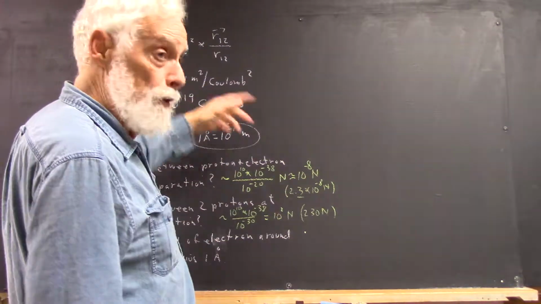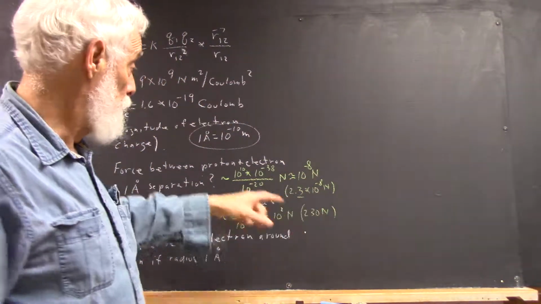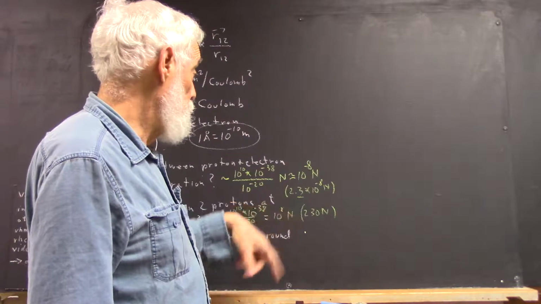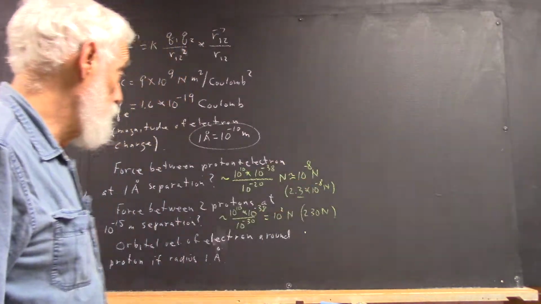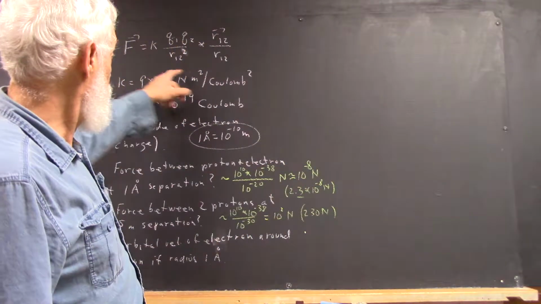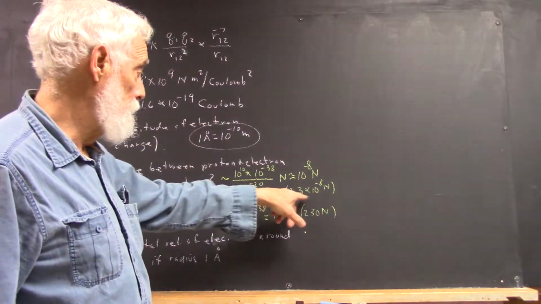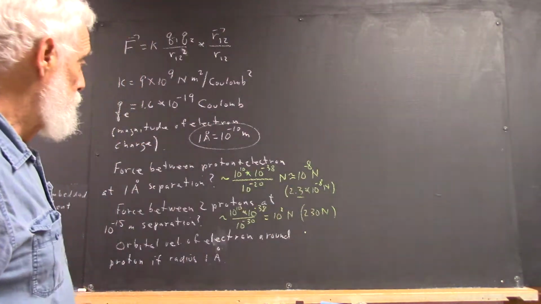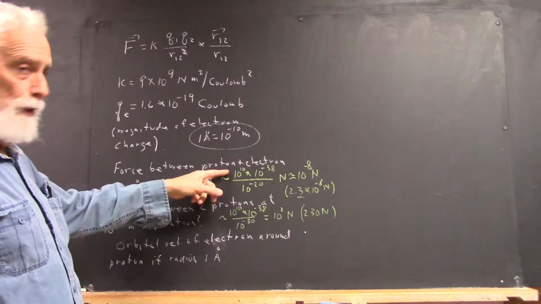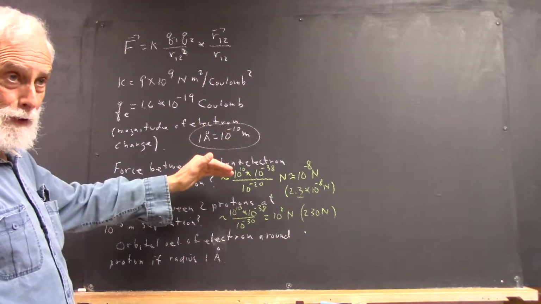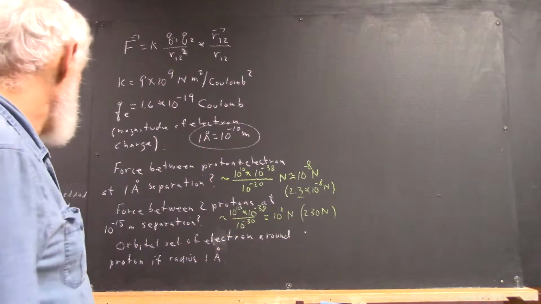The meter squared, the coulomb squared, basically cancel out. And you just get newtons. So you get something on the order of 10 to the negative 8th newtons. If you adjust that for the fact that you have a 1.6 times 10 to the negative 19th, it comes out around 2.3 times 10 to the negative 8th newtons. Also adjust that 10 to the 10th down by 10% to make it 9 times 10 to the 9th.